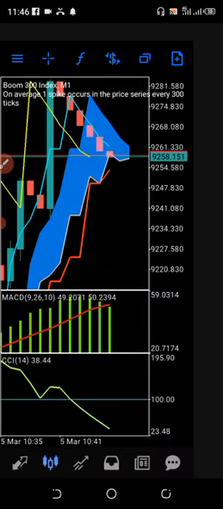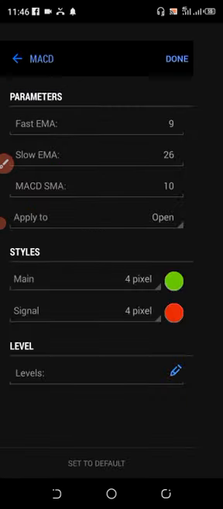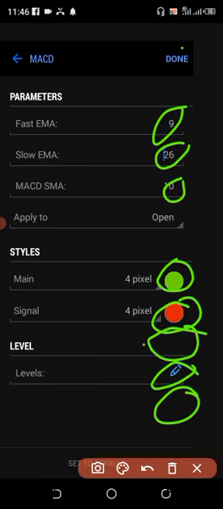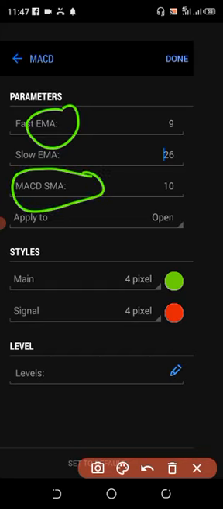All right. Now, the indicator window: that Ichimoku is on the main chart. Then MACD, this one is the same MACD that we are using. Remember that some people don't know that in the MACD we are using, anytime you see fast EMA, this simply means exponential moving average, slow exponential moving average, MACD SMA, simple moving average.